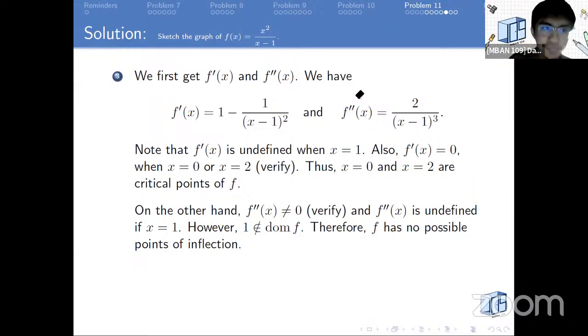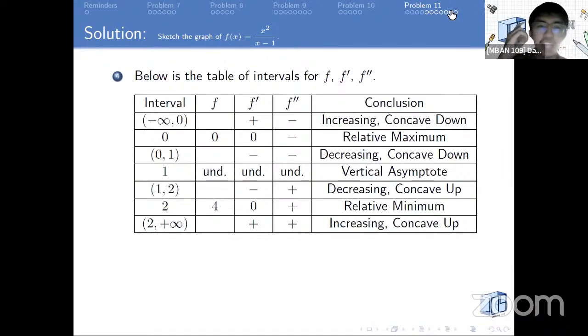So ngayon, ano na tayo? Table na tayo. Meron tayong table of intervals for f, f prime, and f double prime. Ang una mong gagawin, ang general rule dito, yung mga critical point mo, kumbaga sila yung magde-divide ng x mo into many intervals.